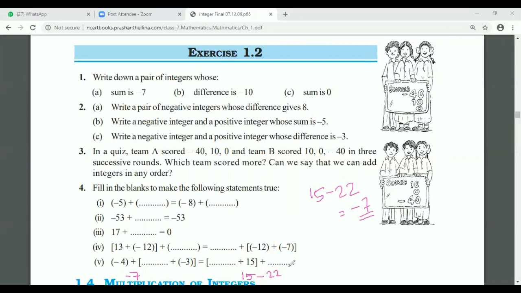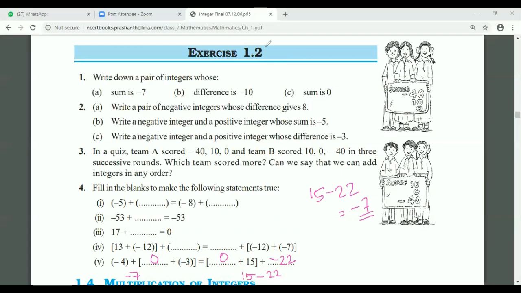In the same way, you can simply write negative 22 here, and here nothing to write, because here it is already negative 7. So you can put 0 in the other places. You can make this equality true by putting 0 and 0 and negative 22. Like this, there are so many ways to make this equality hold.